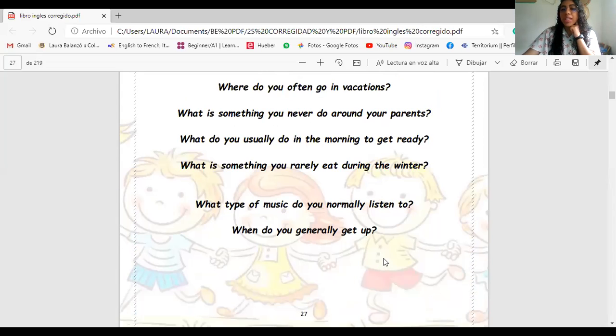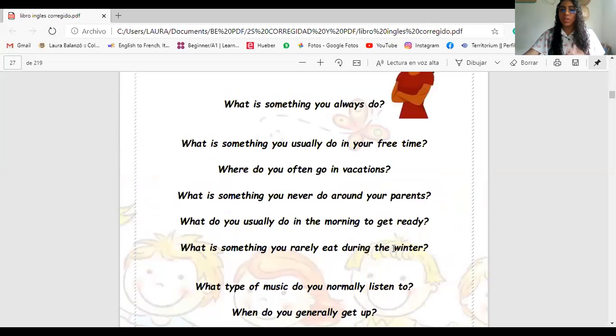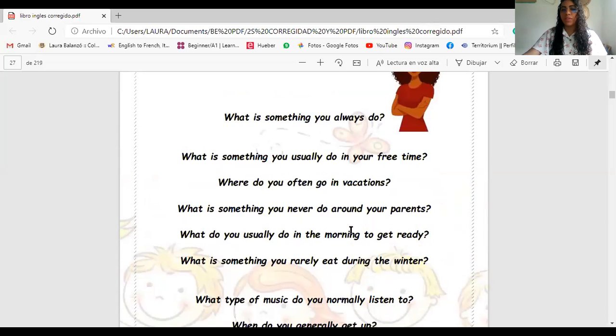When do you generally get up? ¿Cuándo se levanta por lo general? I normally get up at 6 o'clock, right? Nuestras casitas pensamos nuestras respuestas usando nuestros adverbios de frecuencia.